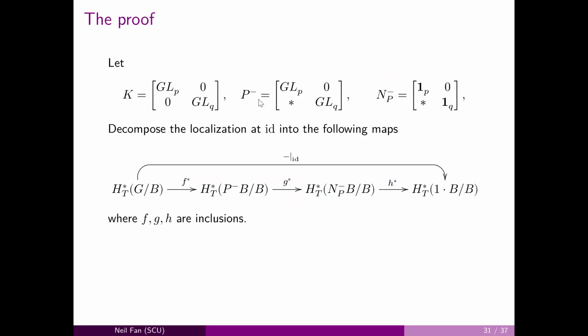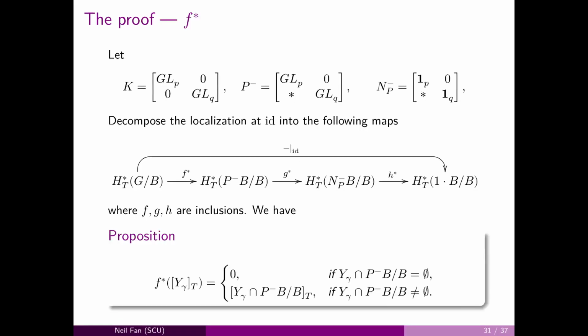P⁻ is the lower triangular matrix, and N_{P⁻} is the nilpotent radical of P⁻. It's easy to see that G/B includes P⁻B/B, which includes N_{P⁻}B/B, which includes a point. So we decompose the localization at the identity into three maps: f*, g*, and h*, where f, g, h are inclusions.